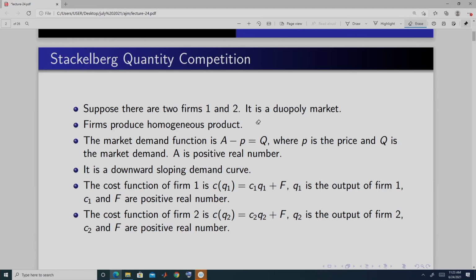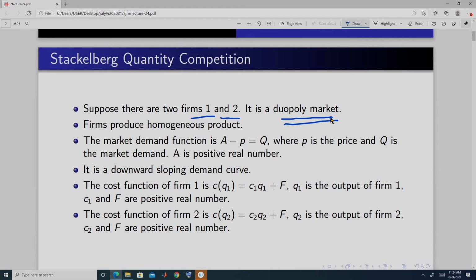So, till now we have done Cournot competition and different versions of Bertrand competition, and today we will do Stackelberg quantity competition. In Stackelberg quantity competition, we first assume that there are two firms, firm 1 and firm 2. So, we consider a simple market, and that is a duopoly market.